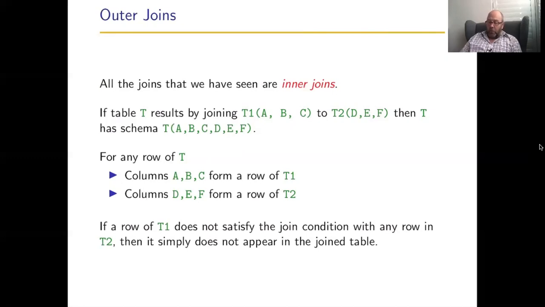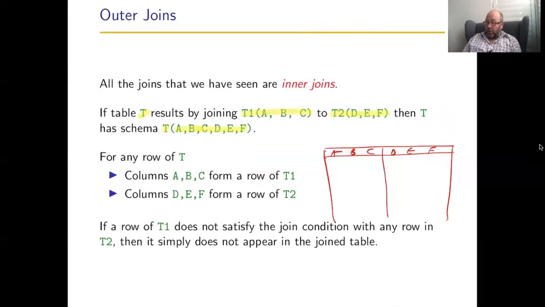Okay, so just to recall, if you get a table T that you've obtained by joining table T1, which has got 3 columns, A, B, and C, to table T2, which has got 3 columns, D, E, F, then the resulting table after this join will be called T, and have schema A, B, C, D, E, F. Any row of this new table must consist of, the first three things must be some row from T1, and the second three things must be some row from T2.